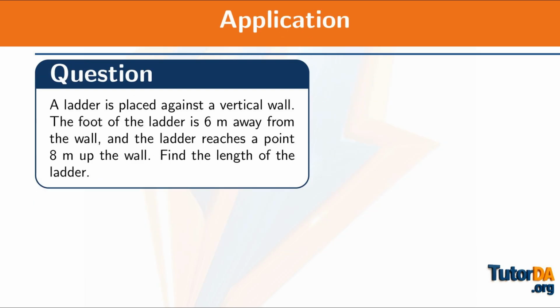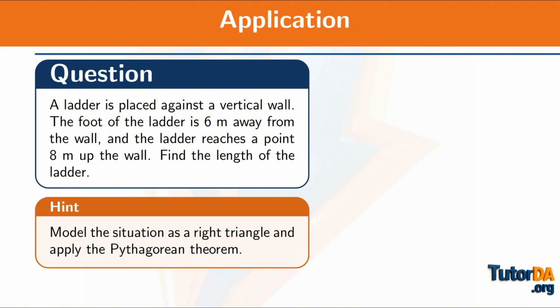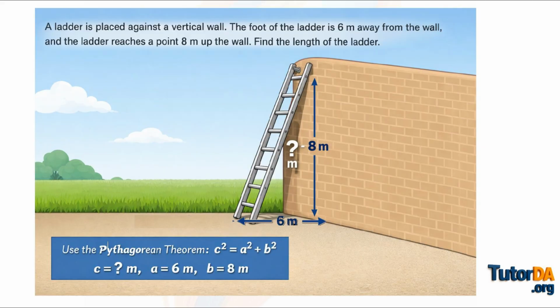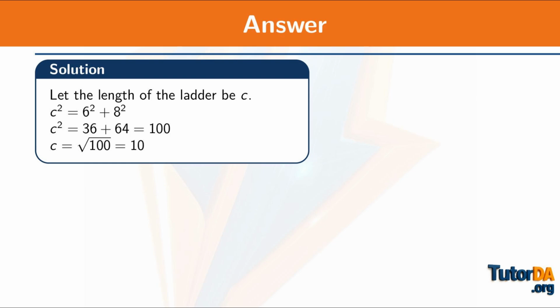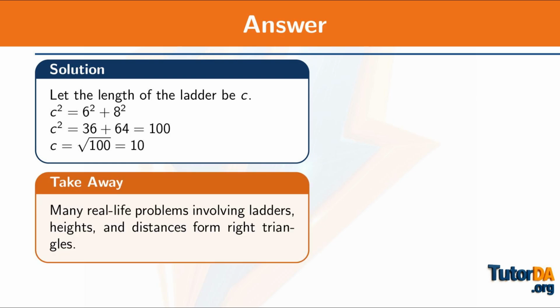Application: a ladder is 6 meters from the wall and reaches 8 meters up. Find the ladder length. Think of it as a right triangle. Ground is 6, wall height is 8, ladder is the hypotenuse. 6 squared plus 8 squared equals 100, so the ladder is 10 meters.